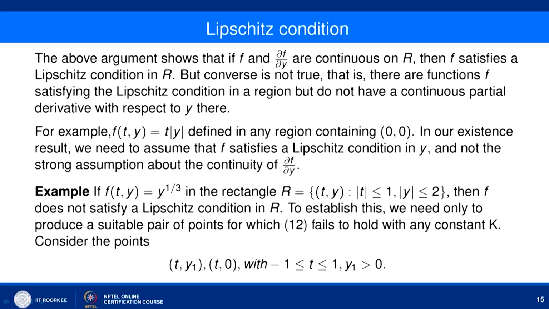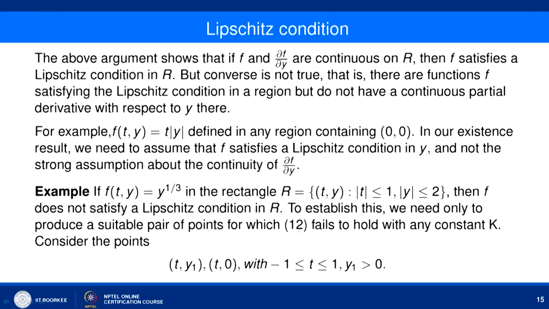Now, we consider one more example. If f(t, y) is equal to y to the power 1 by 3 in a rectangle R, defined as the set of all (t, y) such that modulus of t is less than or equal to 1 and modulus of y is less than or equal to 2, then we can say that f does not satisfy the Lipschitz condition in R. To establish this, we need only to produce a suitable pair of points for which inequality 12 fails.